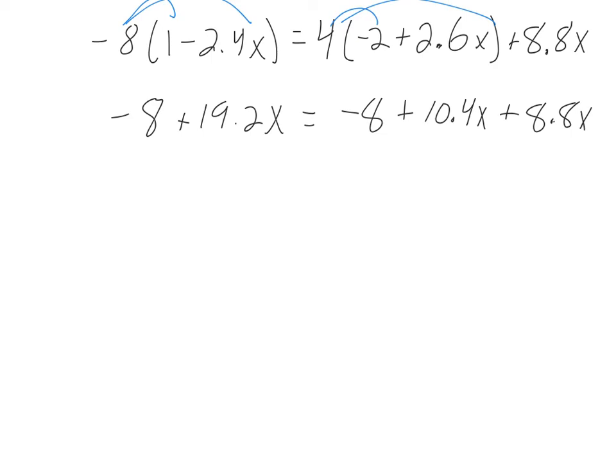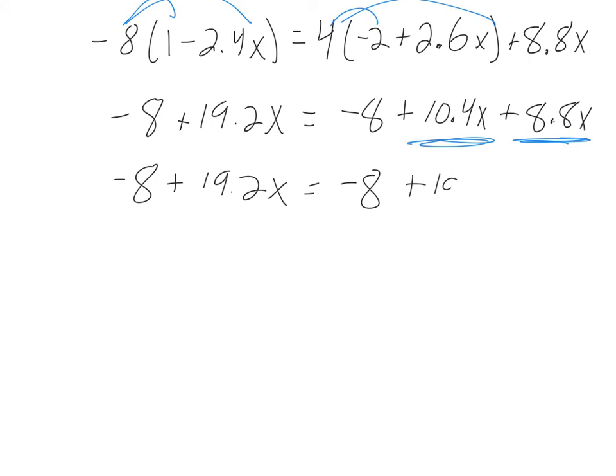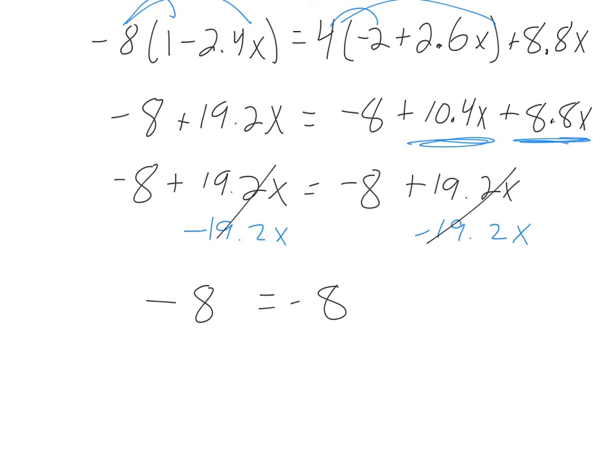Then on the right side of the equal sign, I have two different x terms, so I can combine those. So 10.4x plus 8.8x is 19.2x. And when I combine, I have to subtract 19.2x on each side. They cancel. I'm left with -8 equals -8. Remember, if it's the same thing equal to each other, it always happens. That is infinitely many solutions.